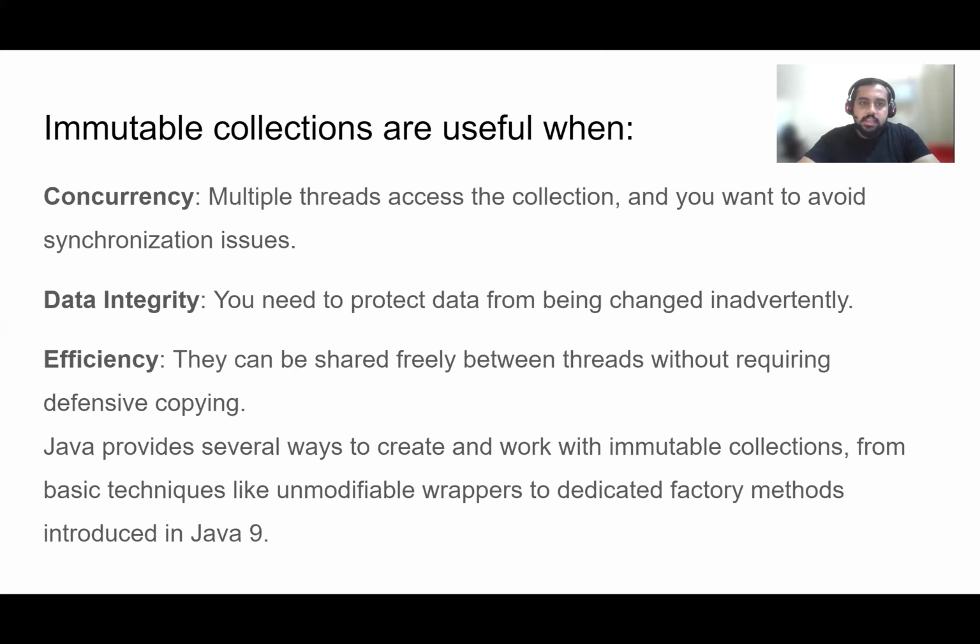First is concurrency. Suppose multiple threads are trying to access the collection, and we want to avoid synchronization issues. If one of the threads tries to modify our data, in immutable collections it will not be possible, because we can only read it, but we can't do any modifying operations. The second advantage is data integrity. We need to protect data from being changed inadvertently. And efficiency: they can be shared freely between threads without requiring defensive copying.